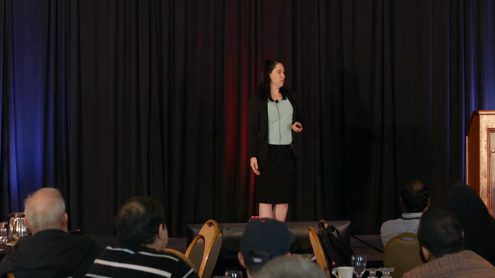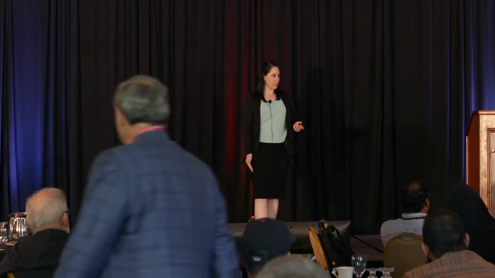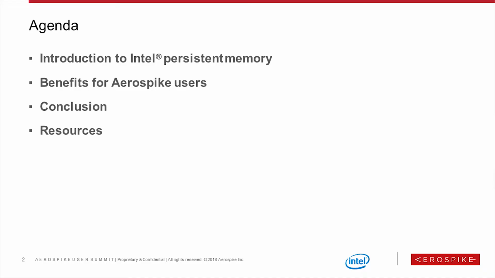So my job is to work with developers such as Aerospike and help them enable and optimize their software for Intel architecture or Intel hardware. And then I get to go back to Intel and give them kind of the voice of the developer. What are you looking for? What works well, what doesn't? So that brings me to why I'm here today. I'm going to discuss Intel's persistent memory and how Aerospike has been working with us to enable this.